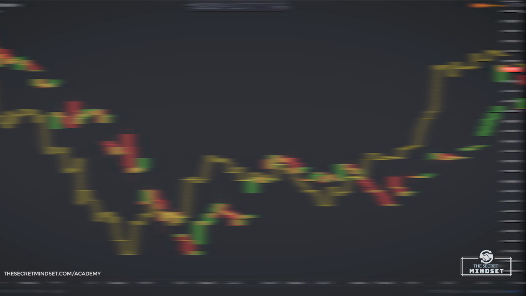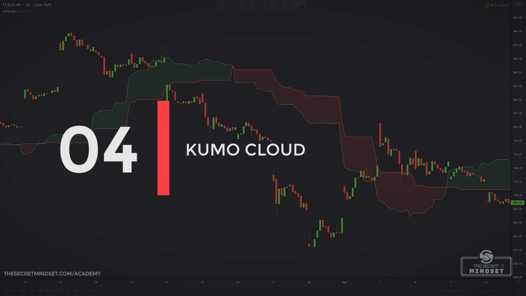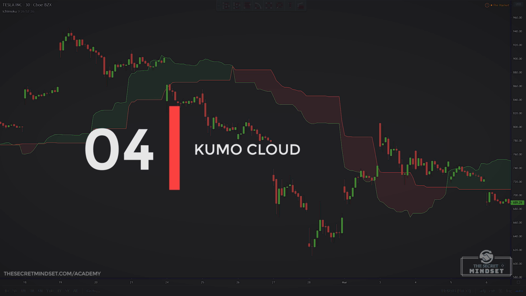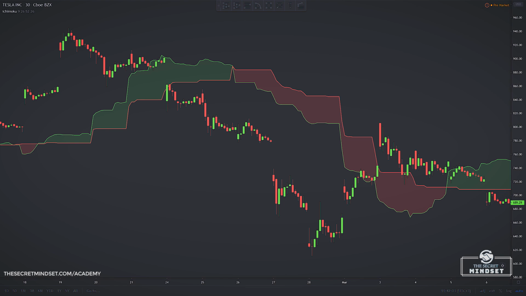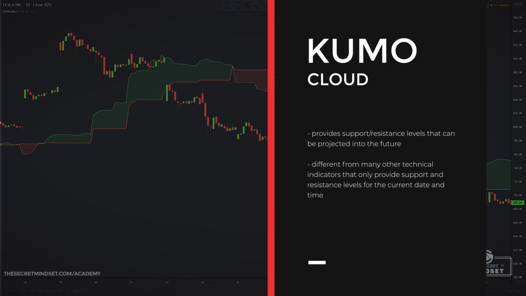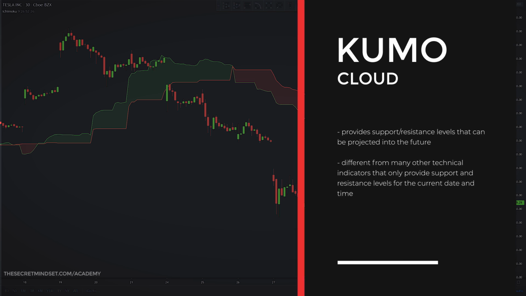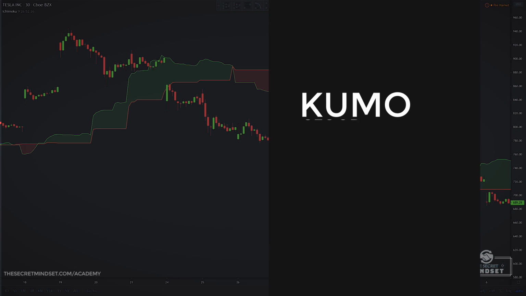The fourth component is the Kumo Cloud, which is formed from 2 lines, leading span A and leading span B. The Kumo Cloud provides support and resistance levels that can be projected into the future. This sets the Ichimoku Cloud apart from many other technical indicators that only provide support and resistance levels for the current date and time.